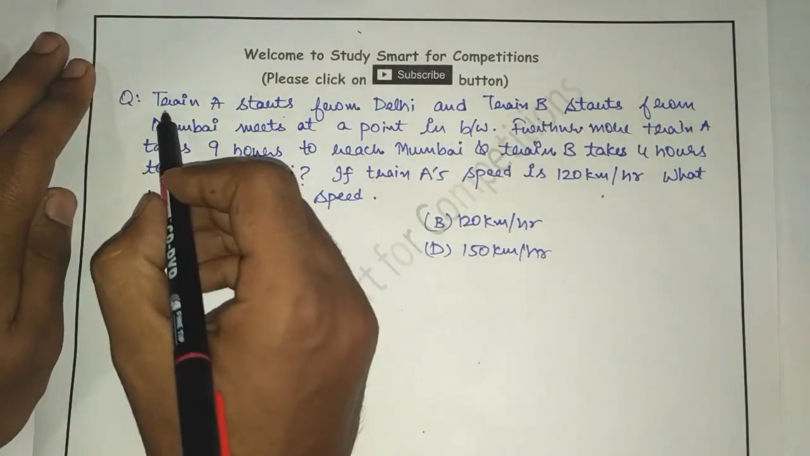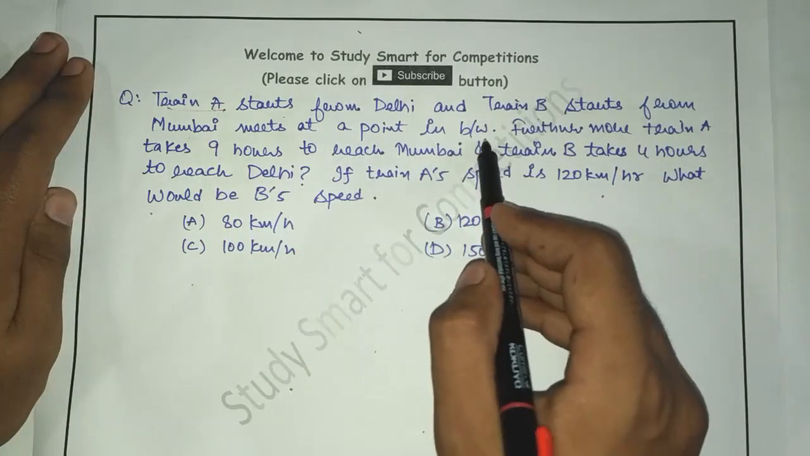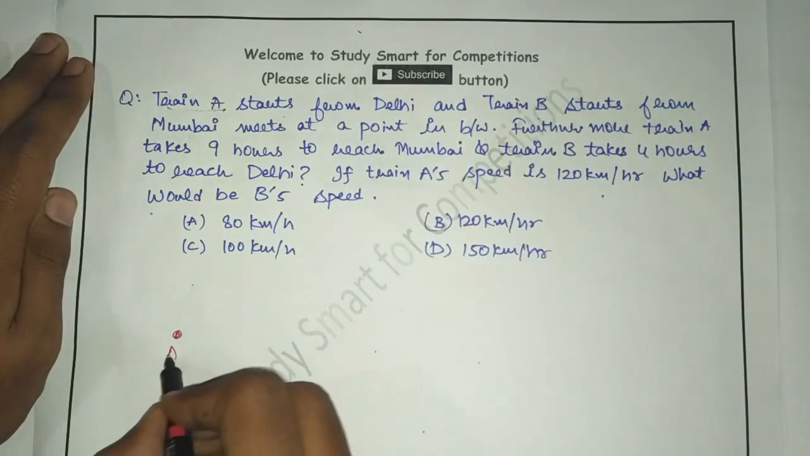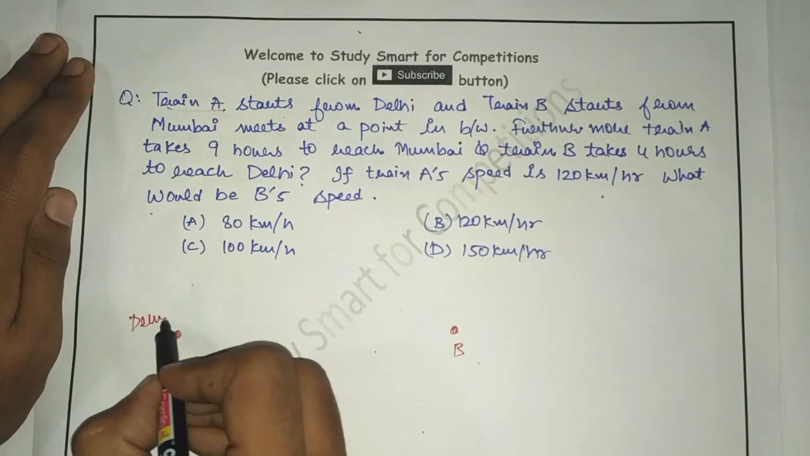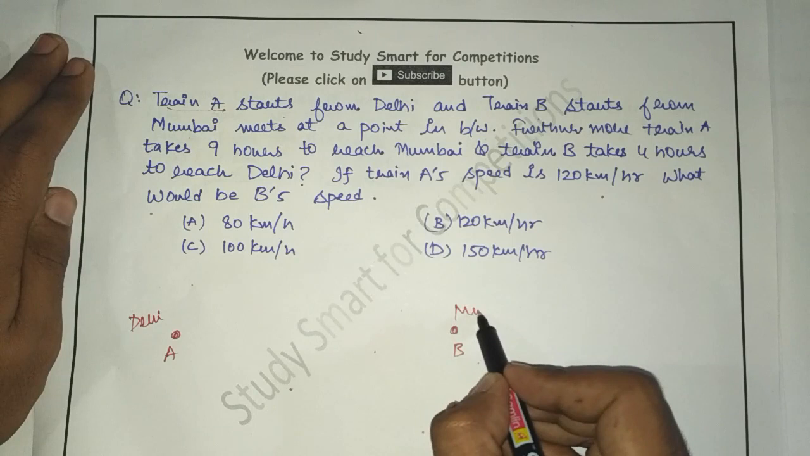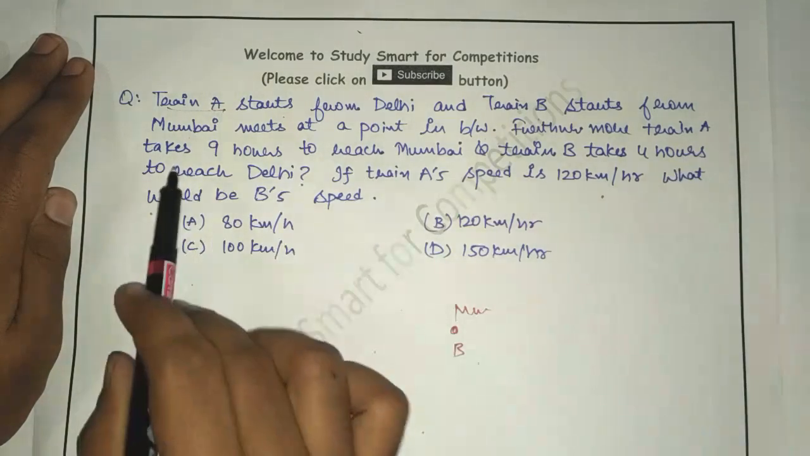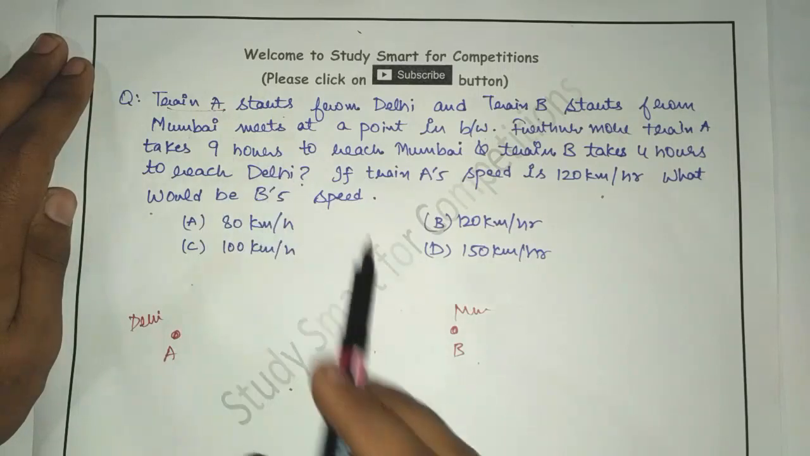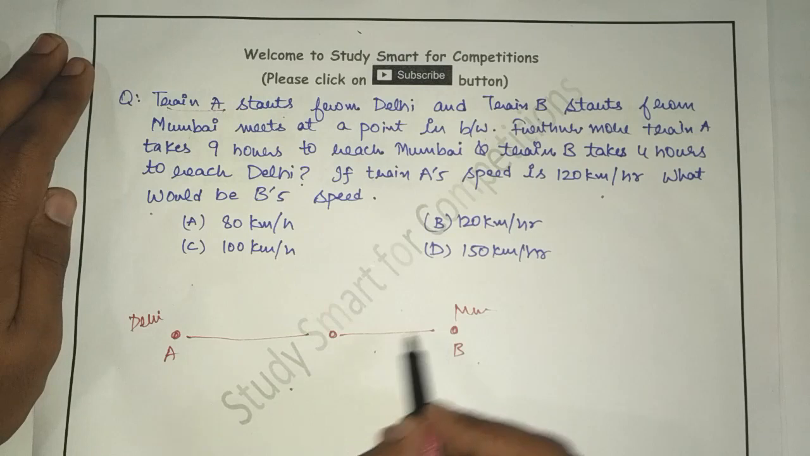So the second one is, train A starts from Delhi and train B starts from Mumbai, and they meet at a point in between. So it is Delhi and Mumbai. Let's say furthermore, A train takes 9 hours to reach Mumbai. So let's say they have met here, both trains have met here.